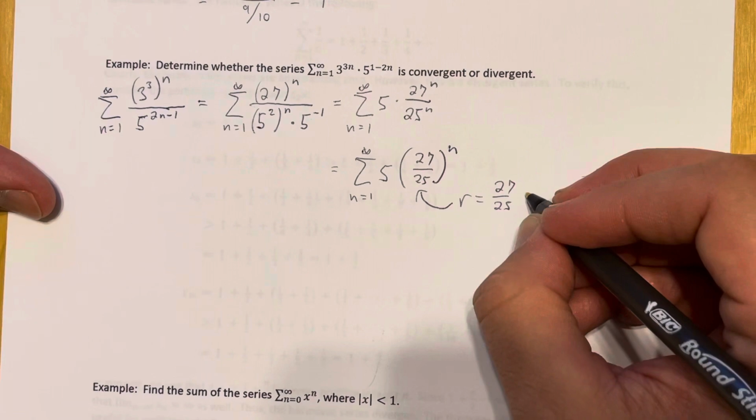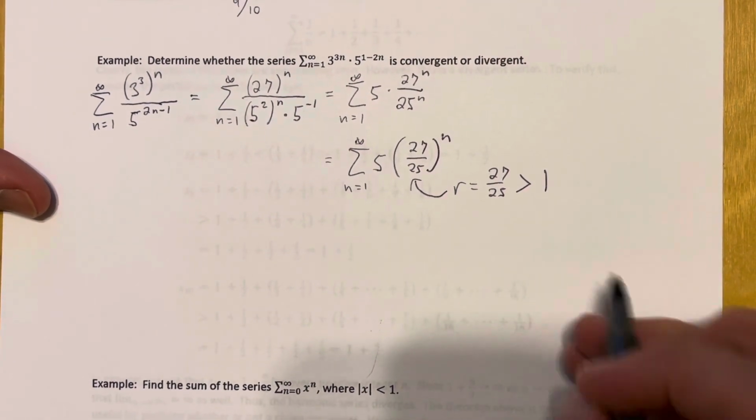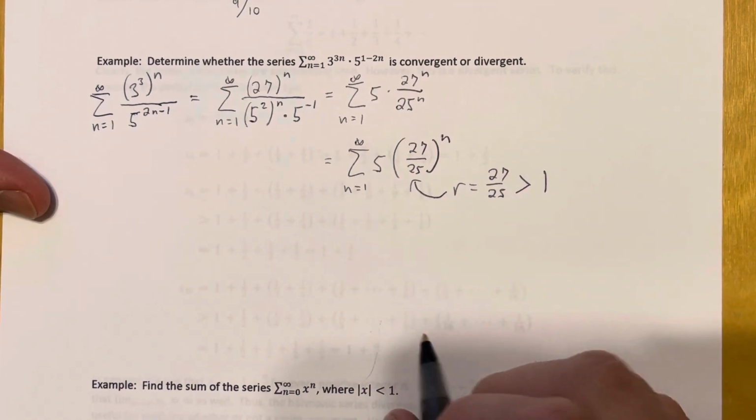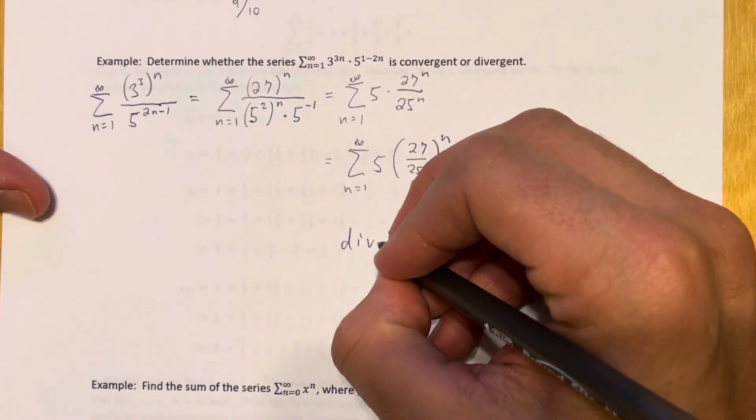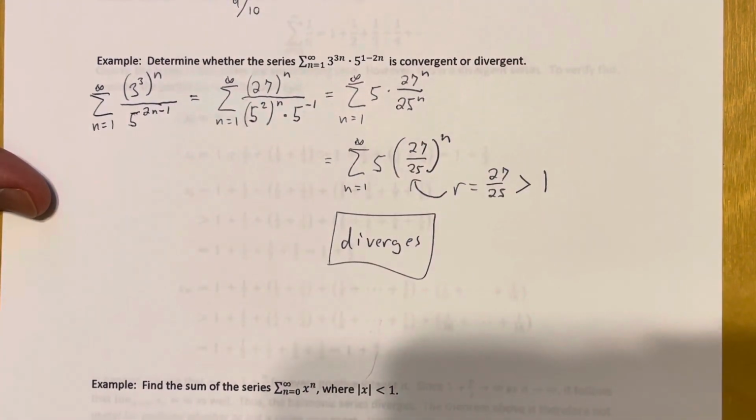Now that is greater than 1. And we know that if the common ratio of a geometric series is greater than 1, then that series diverges. So this is a divergent series. It diverges, okay?